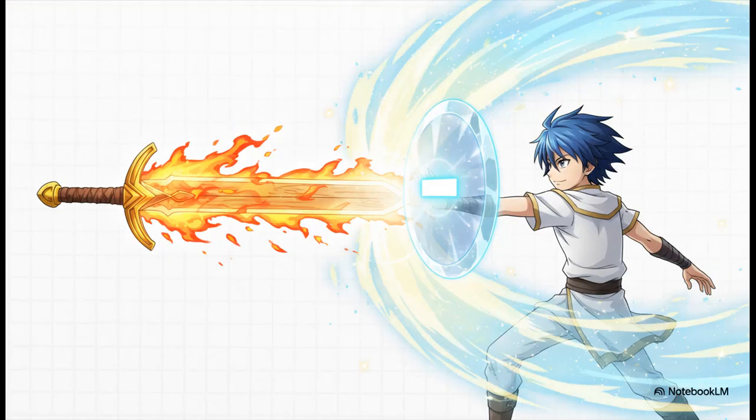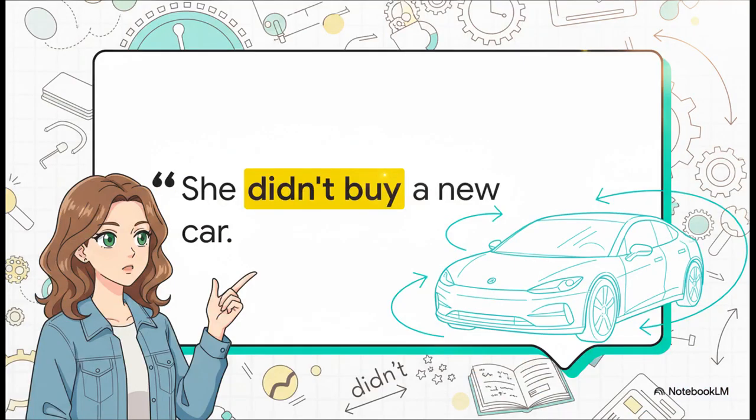Okay, on to rule number 2, making things negative. Now, this is where you really have to pay attention, because there's a little trick. We call in a helper word, didn't. But here's the crucial part. After you use didn't, the verb snaps right back to its original normal form, not the past tense. So she bought a new car becomes she didn't buy a new car. Did you see that? Bought went right back to being buy. That's because the word didn't is already doing all the work of telling us this happened in the past.